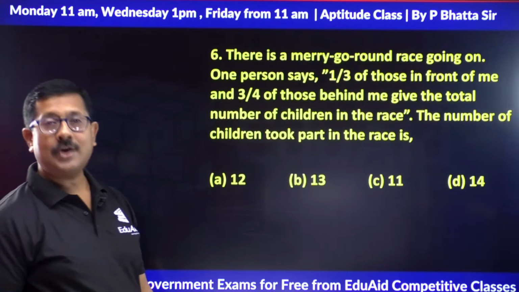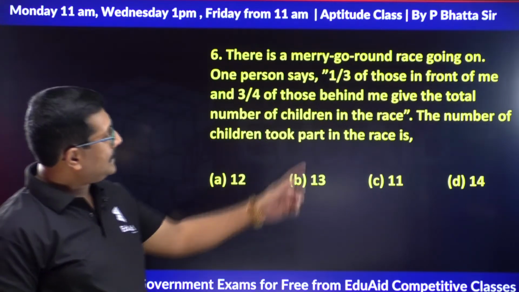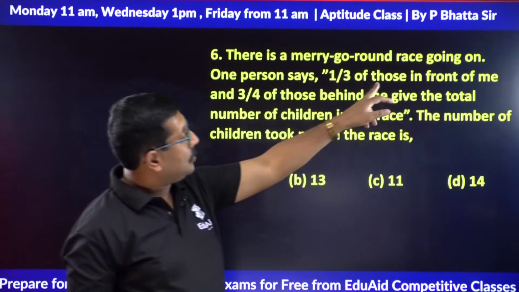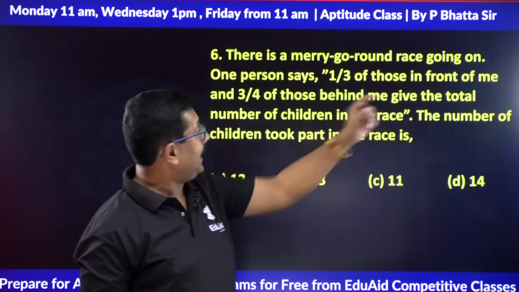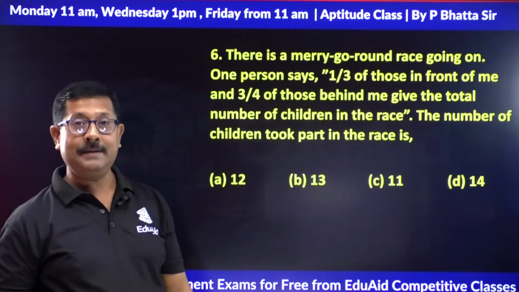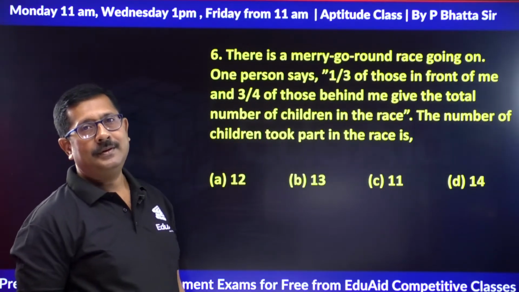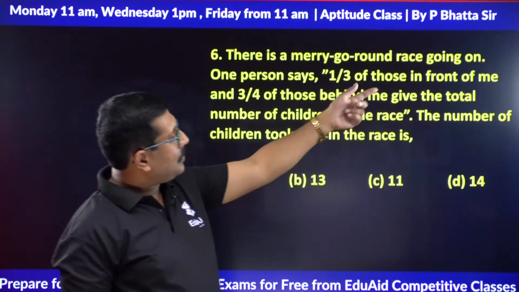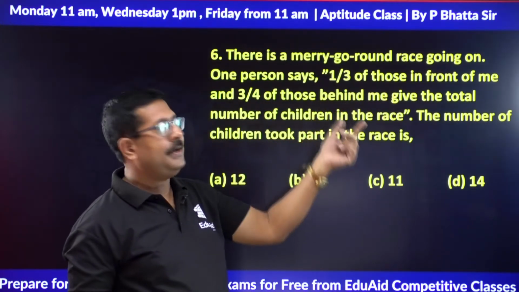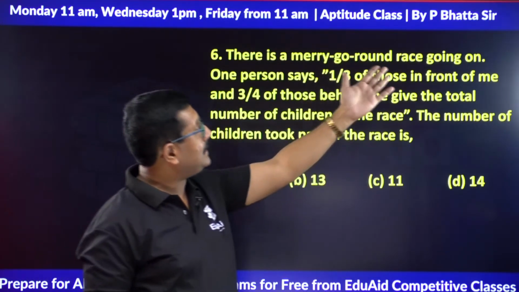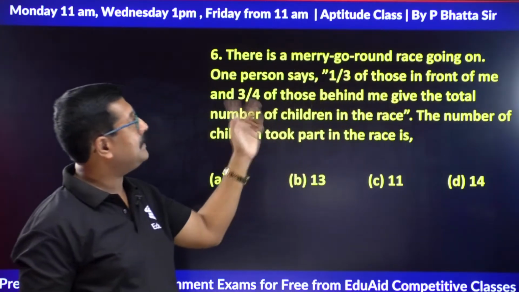Now, how to solve it quickly? We see denominators 3 and 4. That means those in front of me and those behind me must be perfectly divisible by 3 and 4. But now those in front of me and those behind me will be 1 less than the total. That means you remember 1 less than the total should be perfectly divisible by 3 and 4.